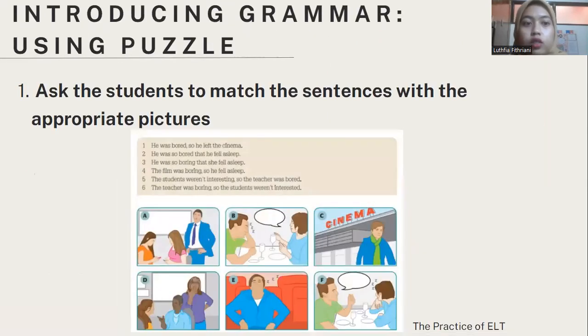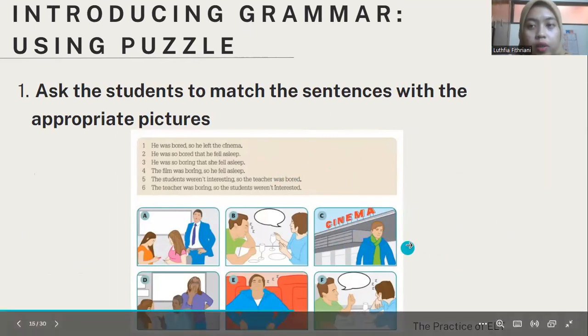The first step that the teacher should do is asking the student to match the sentences with the appropriate picture. So the teacher will give these pictures to the student along with the sentences. And the students should match these sentences with the appropriate picture.